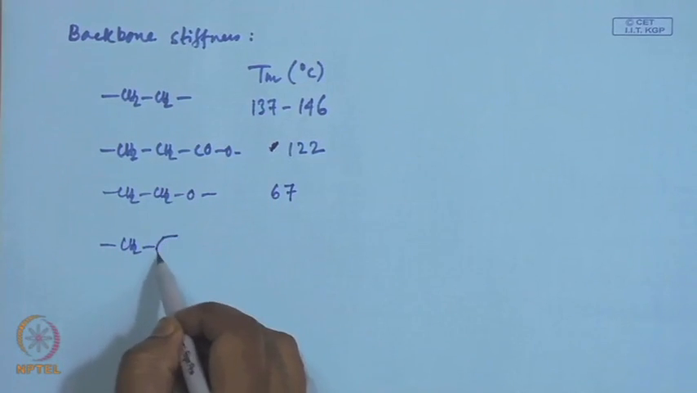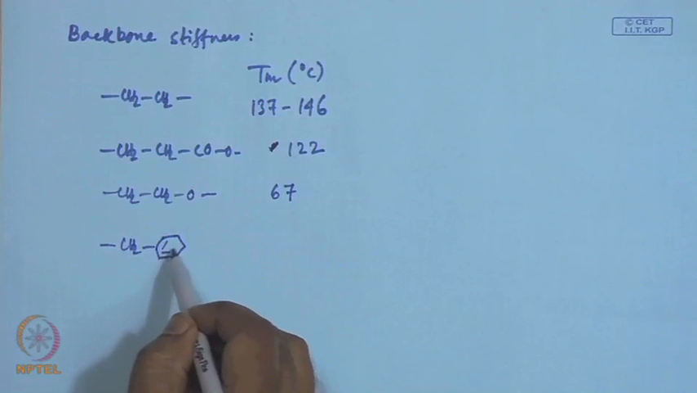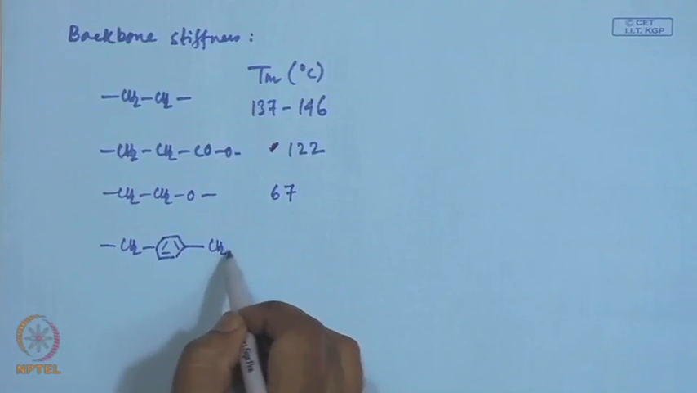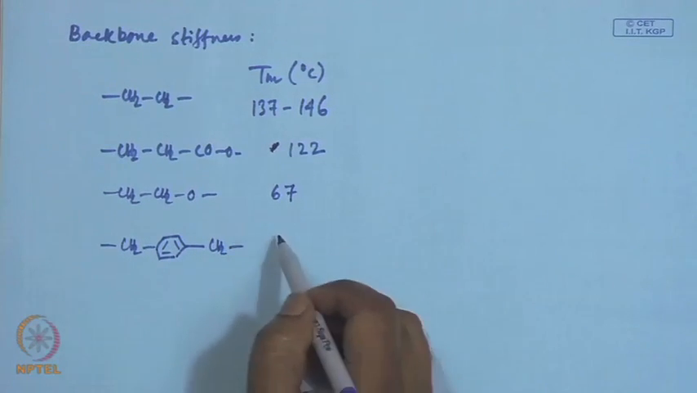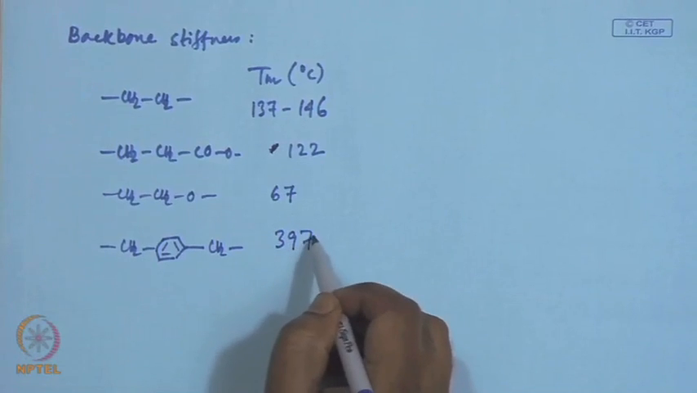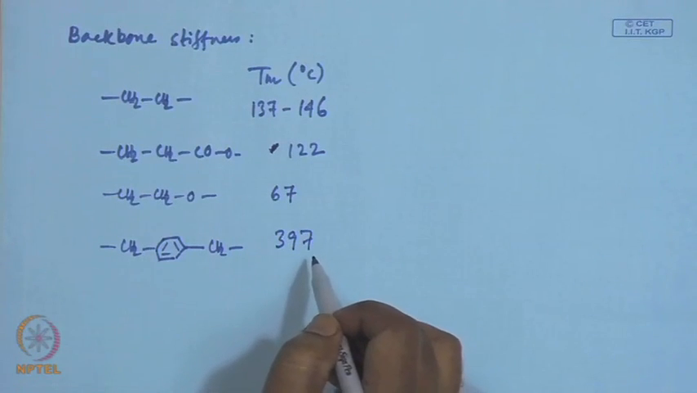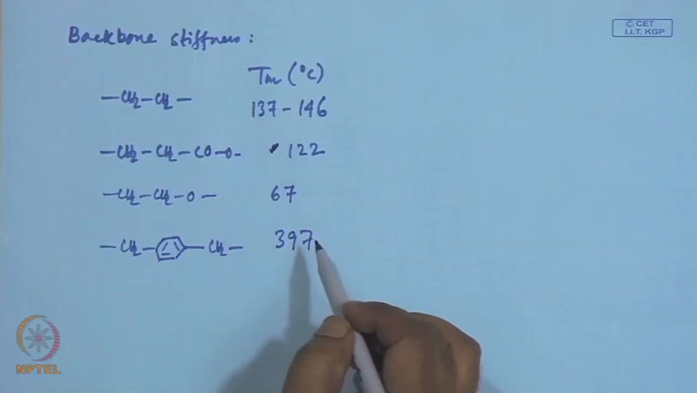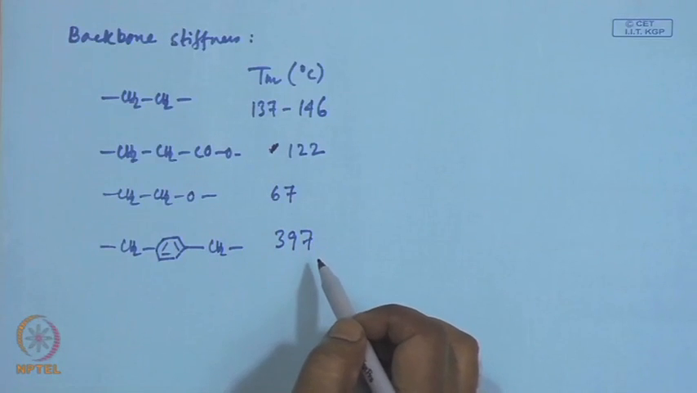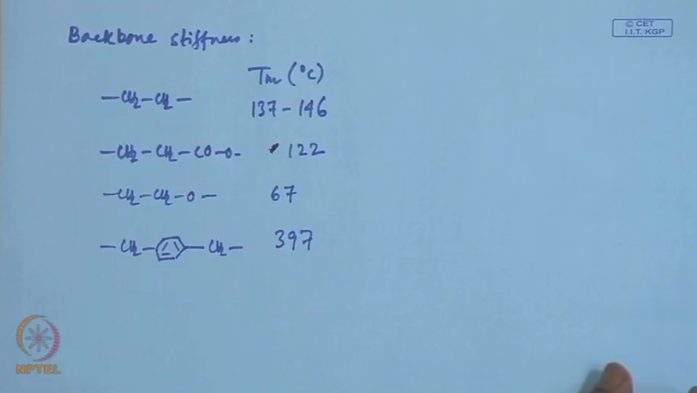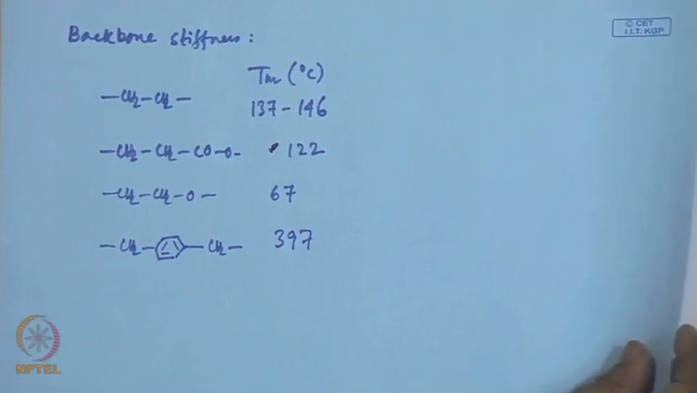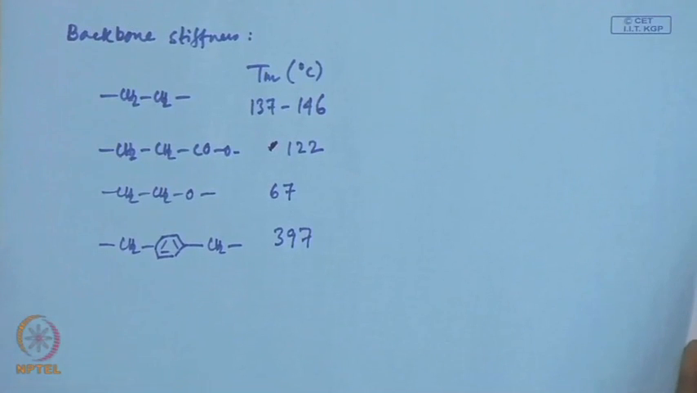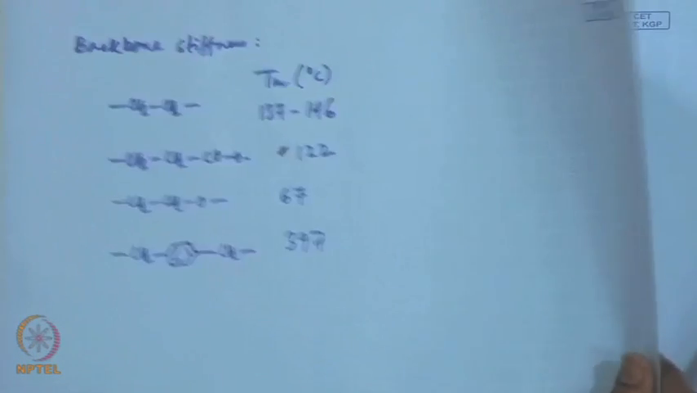If you introduce a phenyl ring in the backbone, your stiffness will go up and you get a much higher Tm value, an increased Tm as a result of the increase in the backbone polymer chain stiffness. We can give more examples of backbone stiffness.